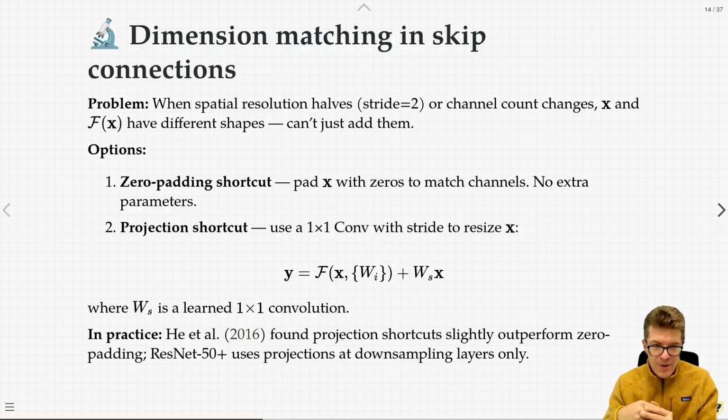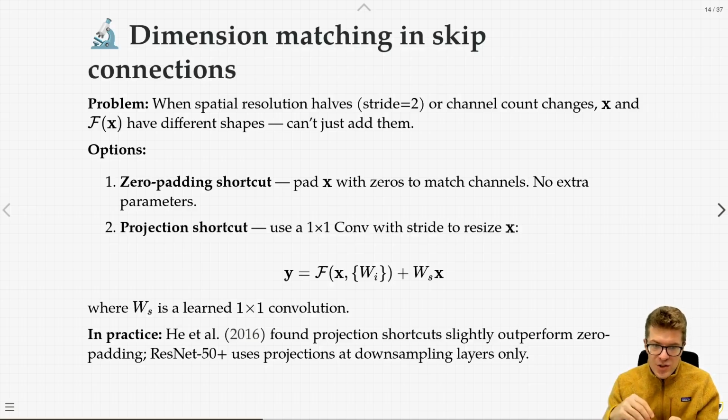So the idea here is you can take a couple of hacks. You can do zero padding, which people sometimes do. You can pad x with zeros to match the channels. You need no extra parameters. You learn the parameters that matter, set everything else to zero, but you can still add them. Add the padded x's and F of x.